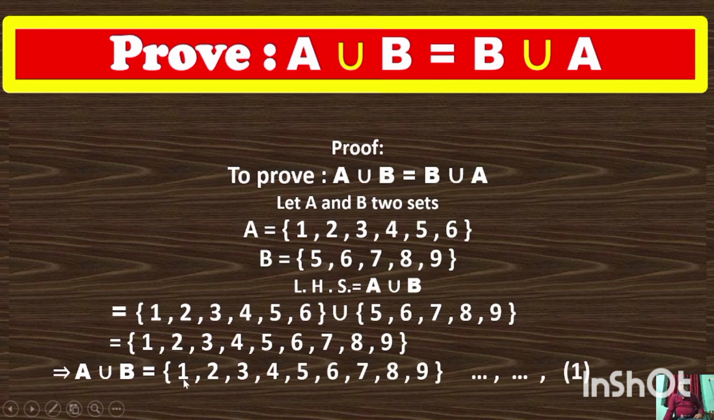What are the elements? 1, 2, 3, 4, 5, 6, 7, 8, 9. All the elements of the sets A and B can be taken to form A union B. Understand? Let's see once again.